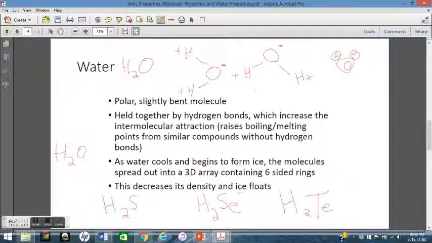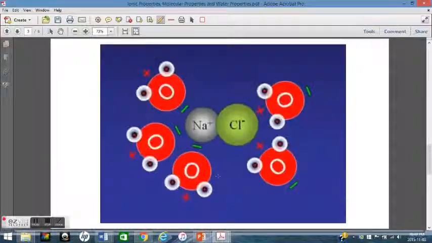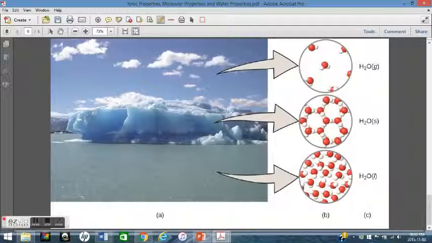Now, water, as it cools and begins to form ice, these molecules that in a liquid are sort of randomly moving around next to each other spread out into a 3D array that contains 6-sided rings. What this does is it decreases its density, and that means ice floats. Okay. So here we can see another picture of why sodium chloride would dissolve, now that we've looked at the fact that water is polar. The negative end of the oxygen is attracted to the positive part of the sodium. The positive end of the molecule with the 2 hydrogens is attracted to the negative end of the chloride.